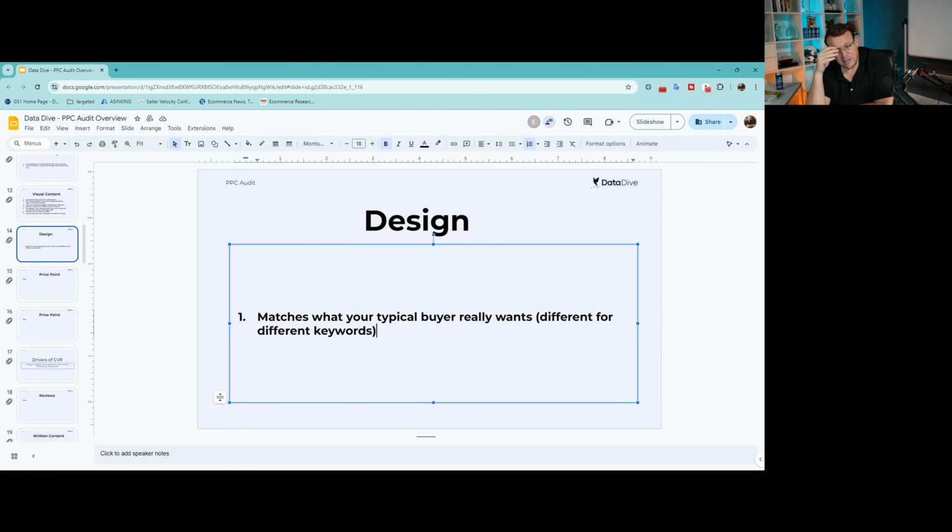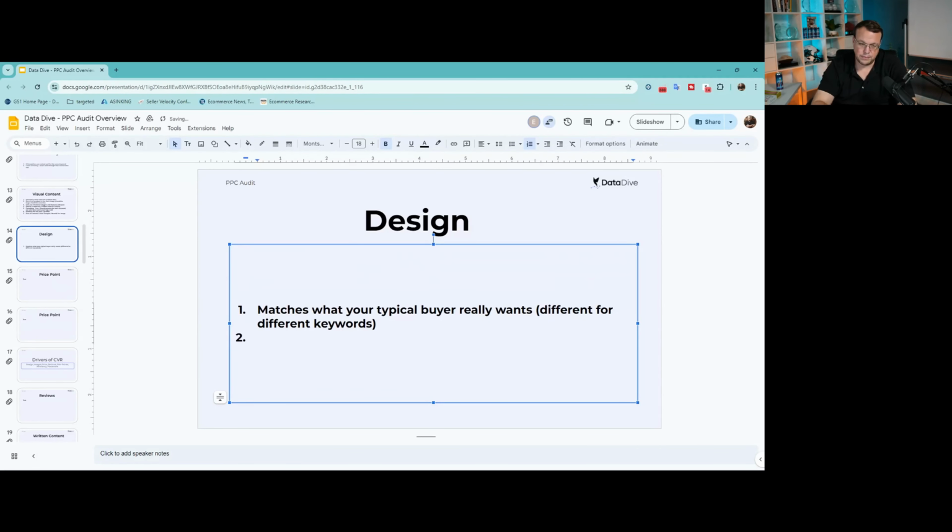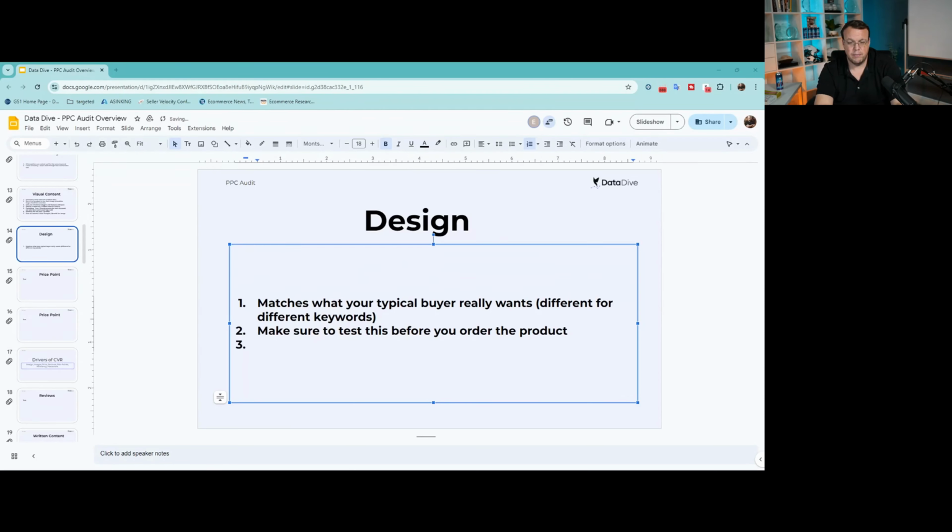So design is really important. So make sure to test this before you order the product. So simplicity that speaks to the consumer.